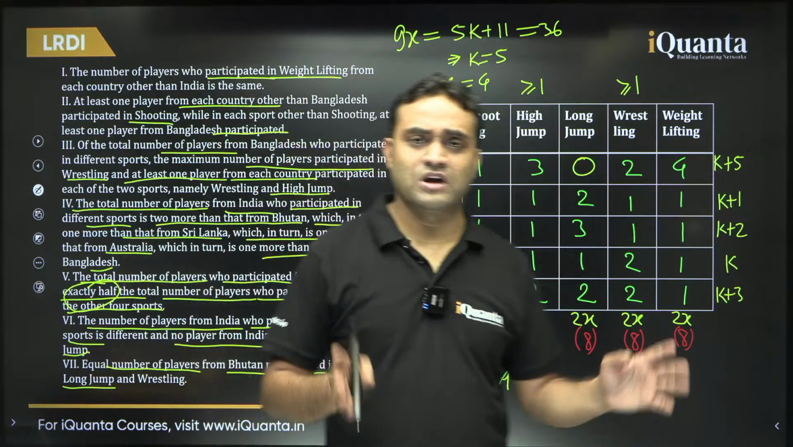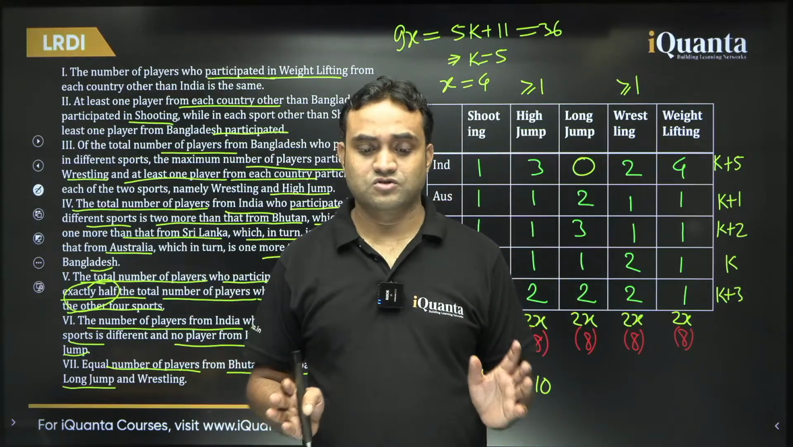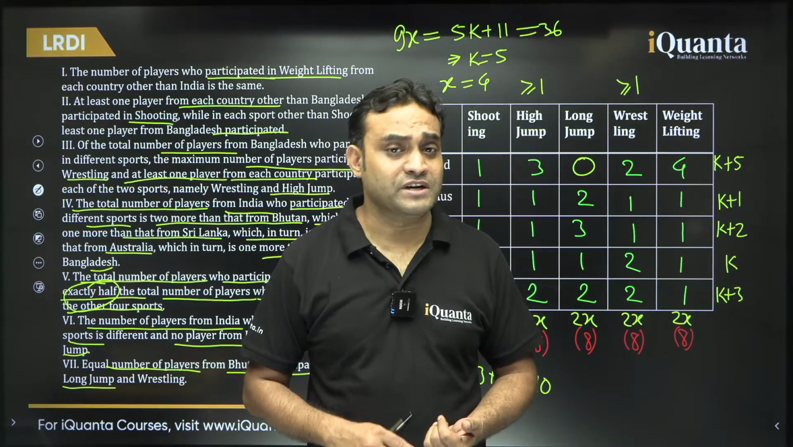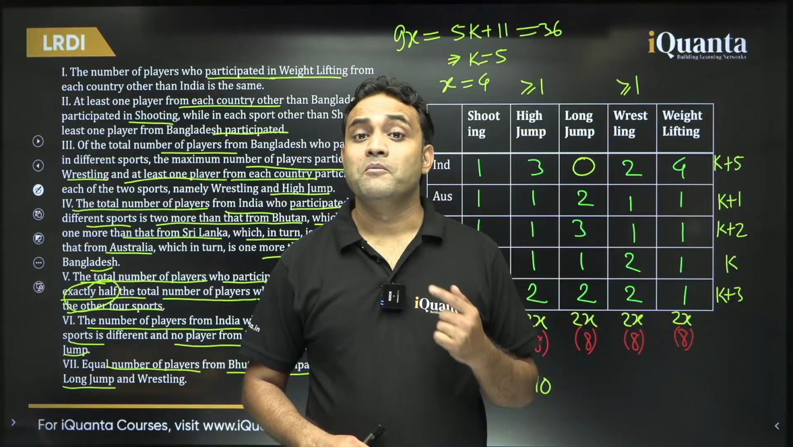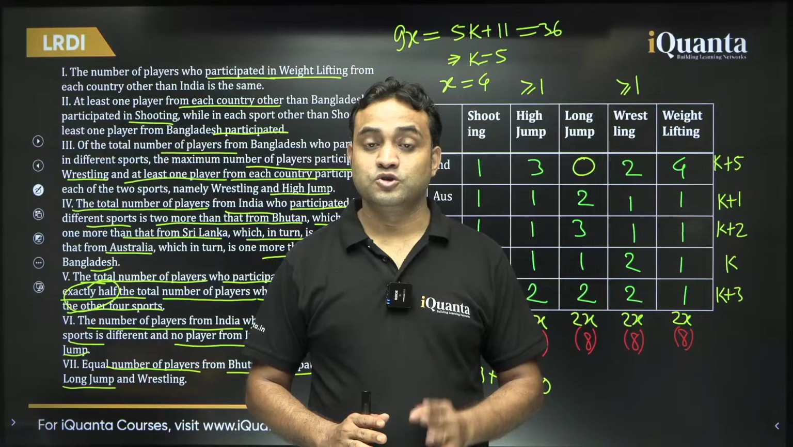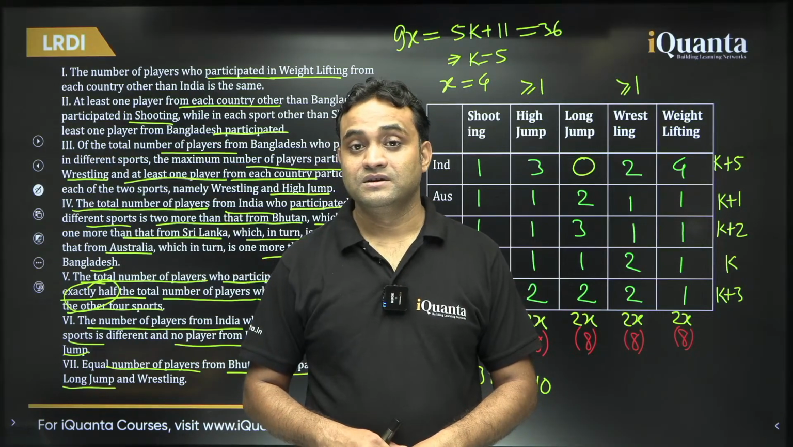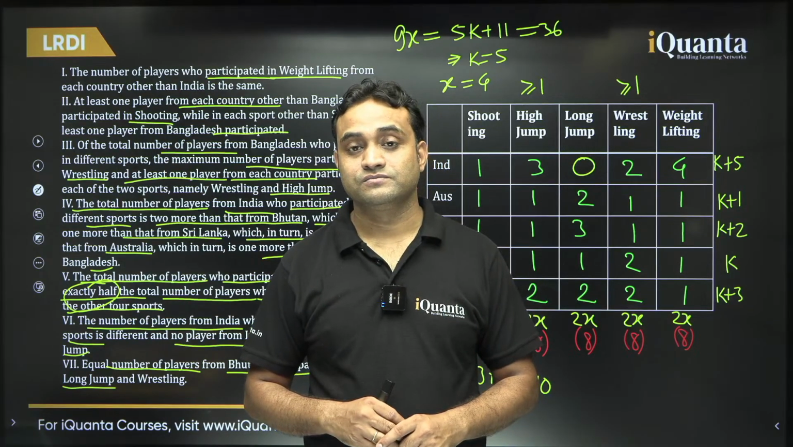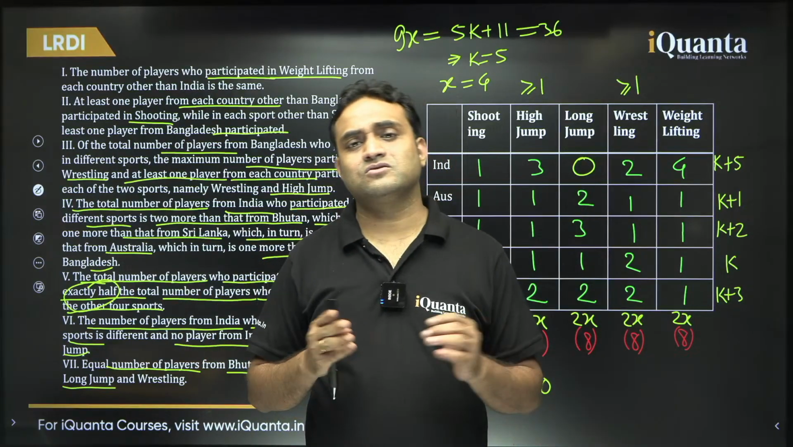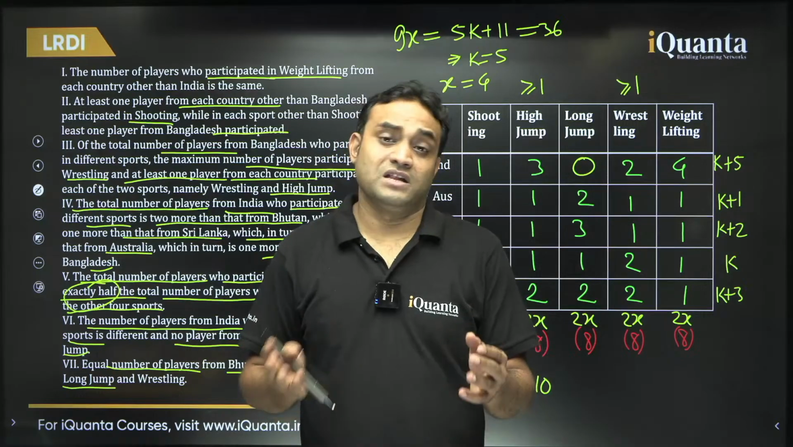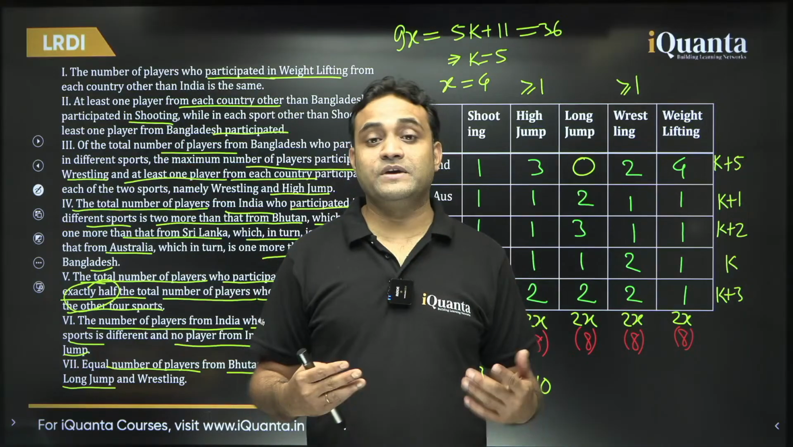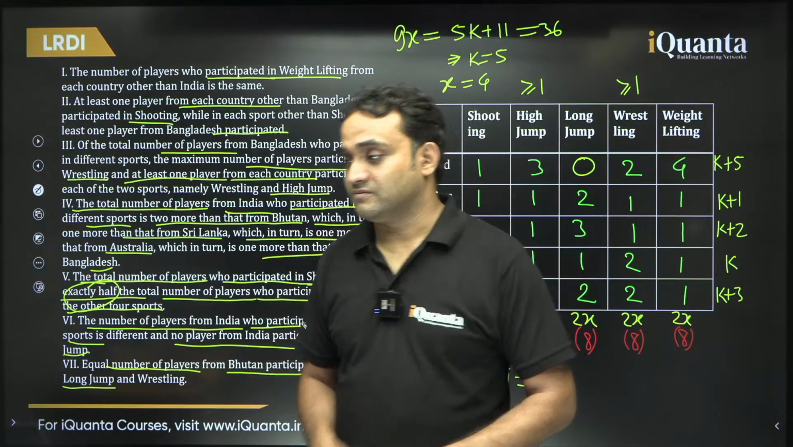Once your approach is good, you don't need to worry about solving LRDI sets. It will be a matter of time, whether you take 5 minutes or 10 minutes or 15 minutes or 20 minutes, but you will be able to solve all the sets. You should have the confidence that I have a correct approach, I will be able to solve any set. It's just a matter of time. If it is difficult, it will take 15 minutes, 20 minutes, maybe even half an hour. If it is easy, 5 minutes, 8 minutes, but I will be able to solve the set. That's it.